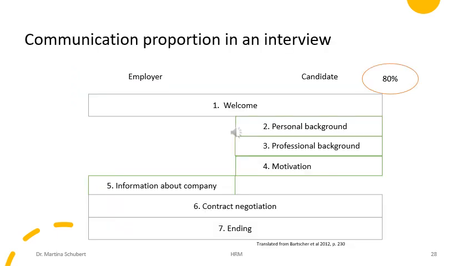On this slide, you can see the proportion of communication in the interview. Usually it is said that 80% should be said by the candidate, but this is very often only in theory. Well, you start with the welcome, like we said before, then you ask for the personal background, the professional background, and the motivation. Then you inform the candidate about the company. You start with the contract negotiations later on and the ending.